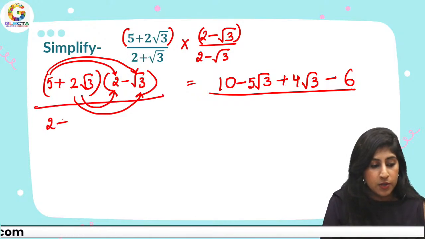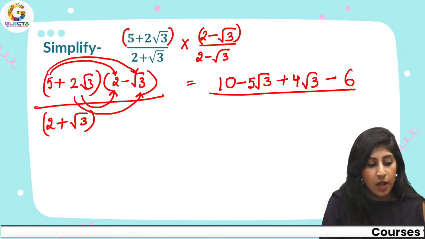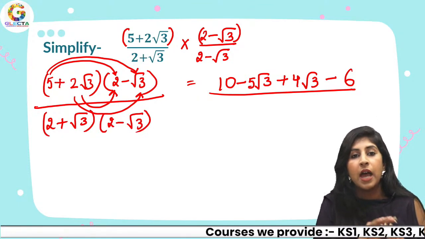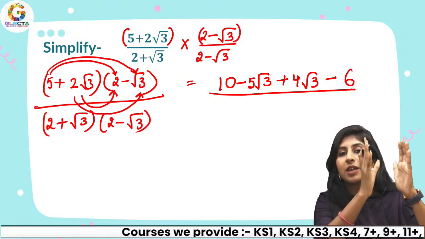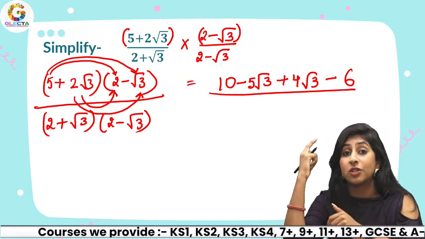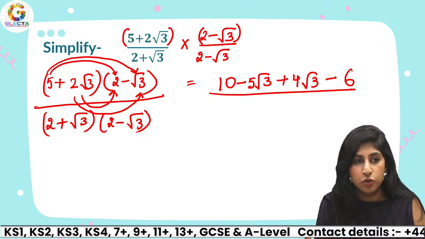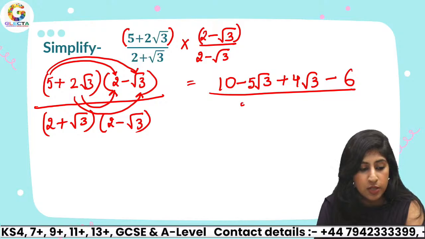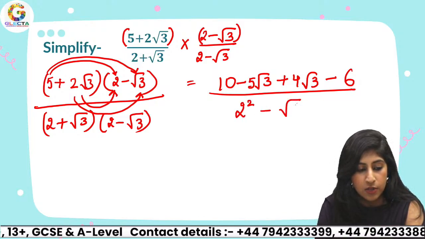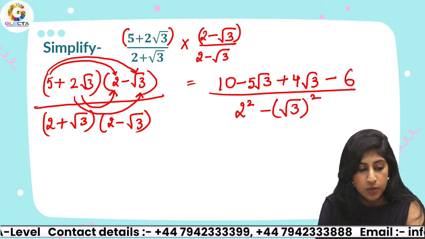I have 2 plus √3. And in another bracket, I have 2 minus √3. How do we do it? In one bracket, addition, and in another bracket, subtraction. Ring the bells, that is the difference of two squares, right? So it is 2 squared minus √3 squared.